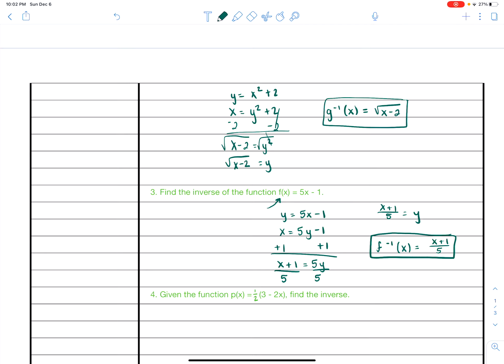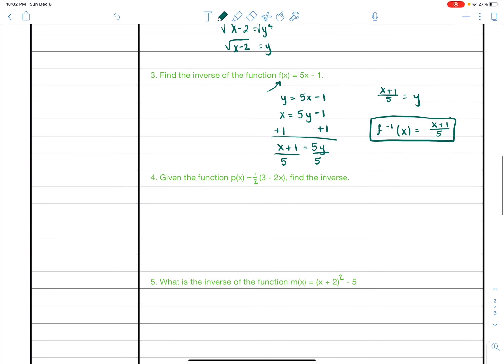Okay, next one. I'm going to change p of x to y equals. I'm going to change the coordinates. So y becomes x. X becomes y. And now I'm going to solve for y. Okay, this one has a lot going on.